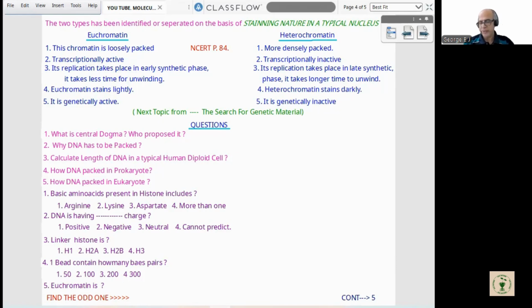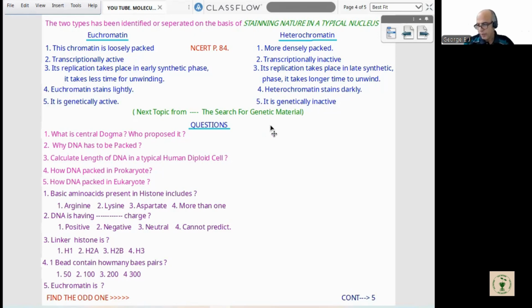Now, euchromatin stains lightly and heterochromatin stains darkly. So euchromatin staining will be light or slight, while heterochromatin is darkly stained. And euchromatin is genetically active, heterochromatin is genetically inactive. This difference is an important question for theory entrance, NCERT based.